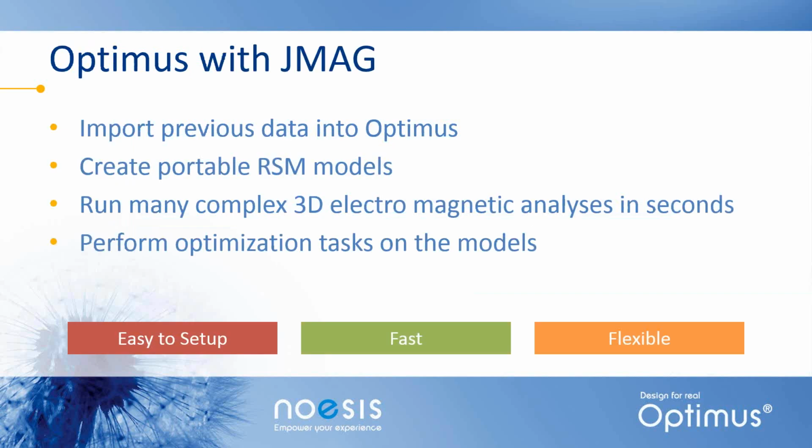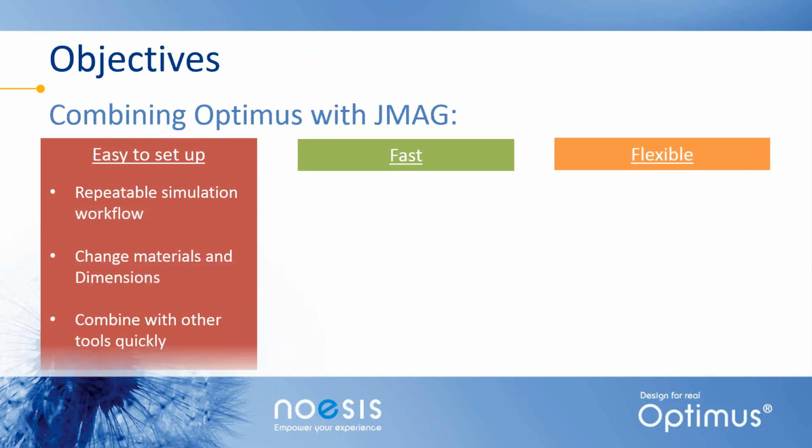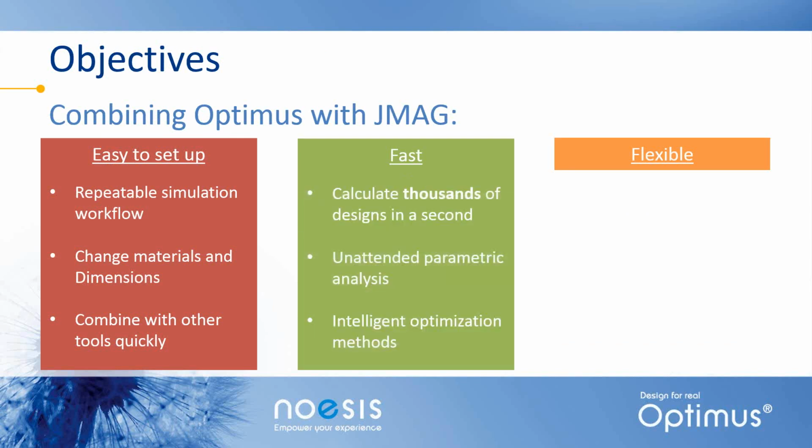So in conclusion to this case study, we showed that you were able to import any past data into Optimus, create an RSM on that data, and solve the models extremely fast. And hopefully with these two case studies, you've been able to see that when you combine Optimus and JMAG, first, they're extremely easy to combine. You can set them up very fast and create repeatable workflows.